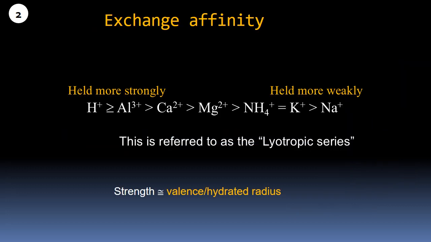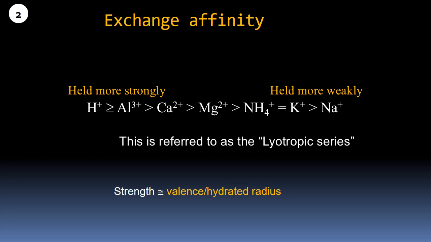Based on the law of strength of adsorption, which is affected by the valence and the hydrated radius, we can now sort out, or list, the strength of adsorption for all the cations that exist in the soil in something called the lyotropic series. Basically, in the lyotropic series, you would find hydrogen, aluminum, calcium, magnesium, ammonium, potassium, and sodium.